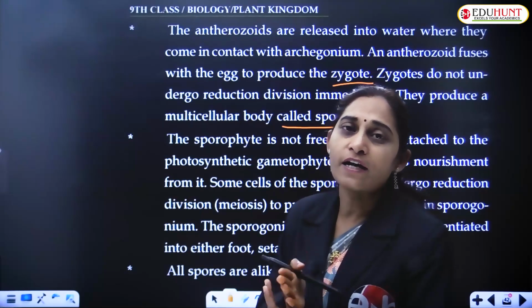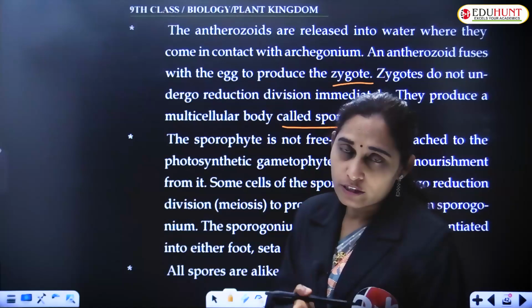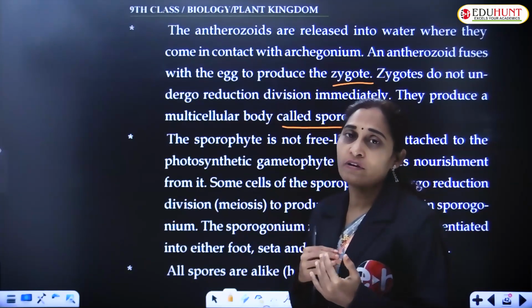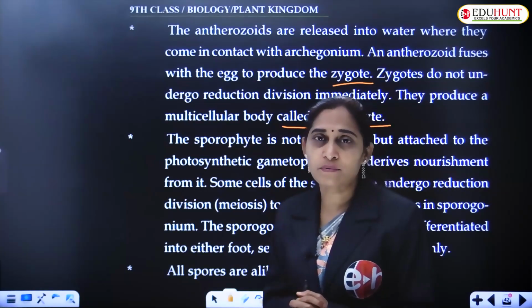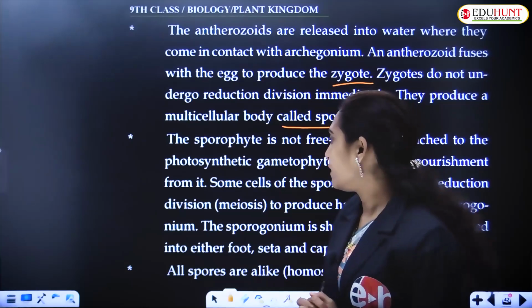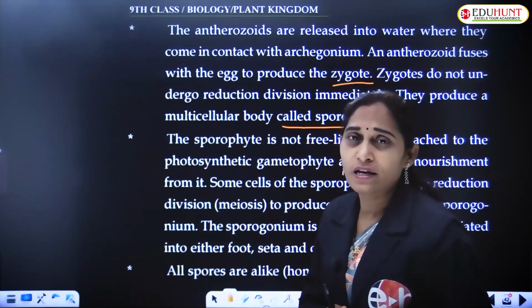Then this zygote undergoes division, which is a mitotic division. It forms a ball-like structure, and then it will differentiate into a sporophyte. A sporophyte sometimes has three structures: foot, seta and capsule. We'll discuss that later. The sporophyte is not a free-living one.